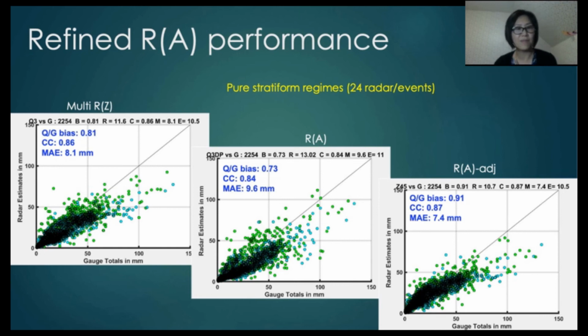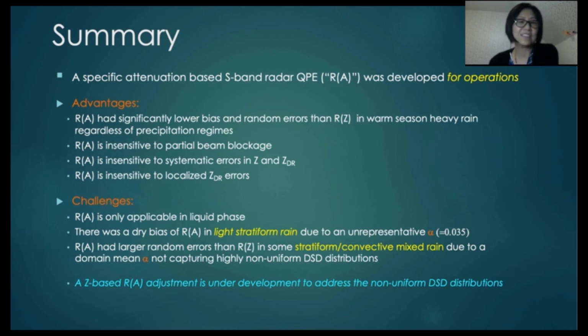So in summary, I introduced our attenuation-based S-band radar QPE, which is in transition into operations. I showed some examples to demonstrate its advantages. The most significant is that it has lower bias and random errors in warm season heavy rain, regardless of precipitation regimes, which has very important implications for operations.